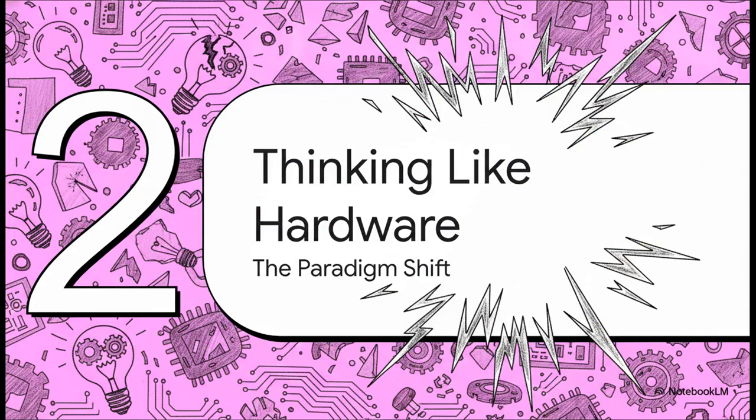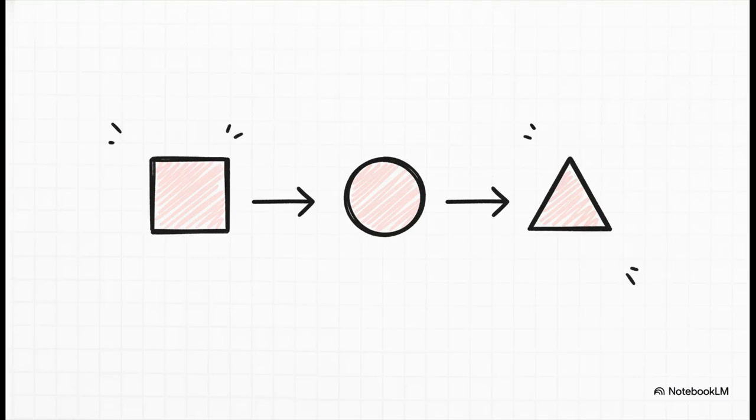Moving right along to Section 2, thinking like hardware. This is where we need a massive paradigm shift. And honestly, this shift is hands down the biggest hurdle for beginners. You basically have to shatter your preconceived programming notions. If you're coming from a software background, your brain is totally wired for sequential execution. A standard processor reads your code and executes it one instruction at a time, right? Step 1 finishes, then Step 2 happens, then Step 3. It's a single file line of logic.